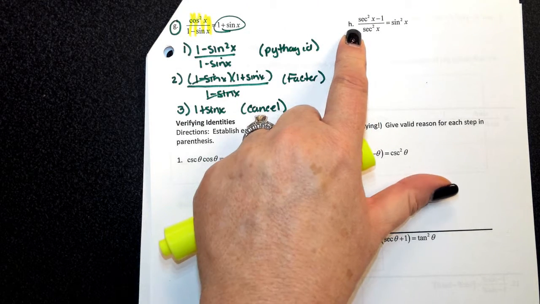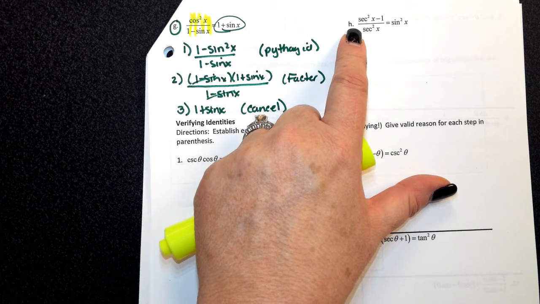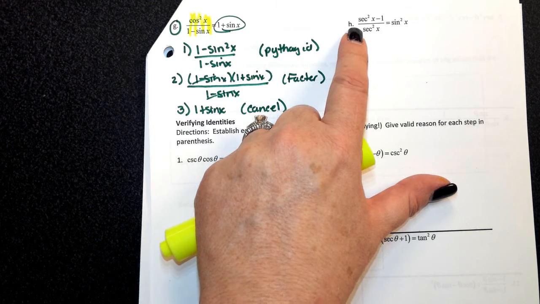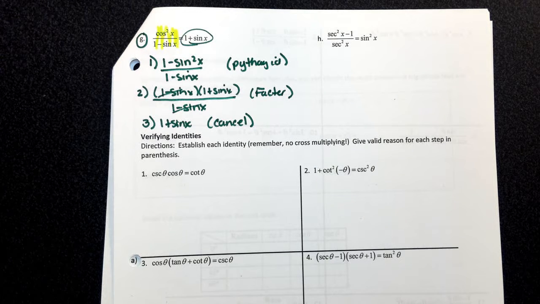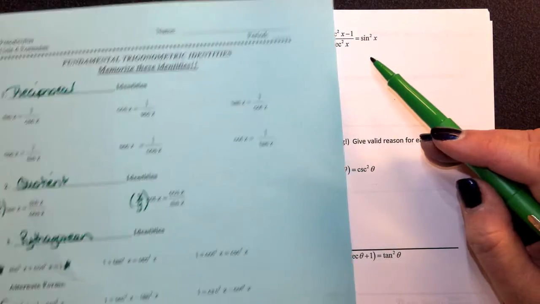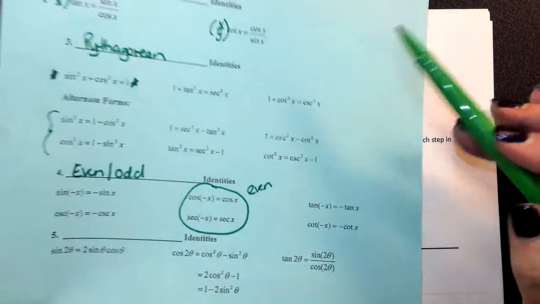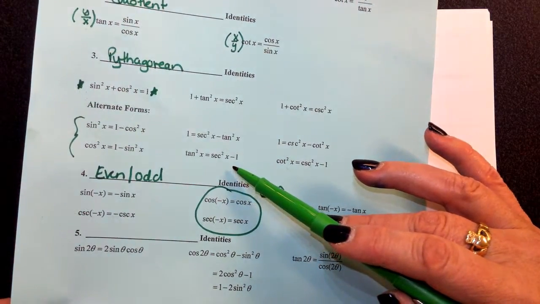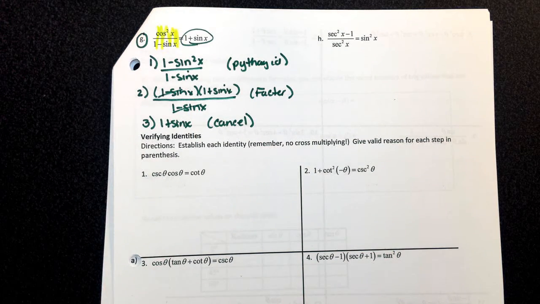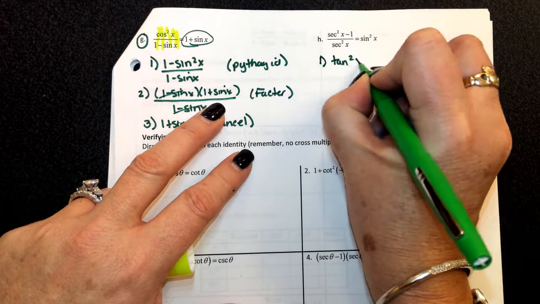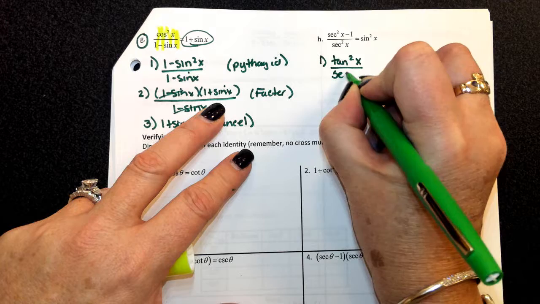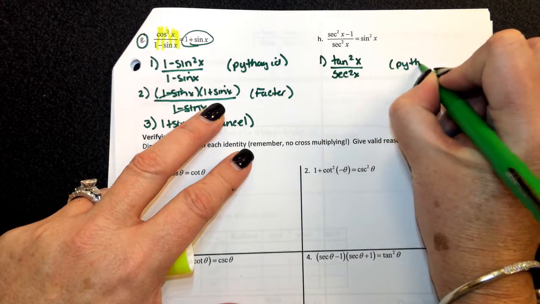Look at H. So letter H, notice I've got another type of fraction. Yes, I know the temptation would be to go to your Pythagorean identities and look, and I'm not saying you can't do this. The temptation would be seeing the secant squared x minus 1 and replace it with a tangent squared. There's really two ways you could go about doing this, and I'll show you both ways. So the first way, doing your Pythagorean identity substitution, tangent squared x over secant squared x. And this is a Pythagorean identity.